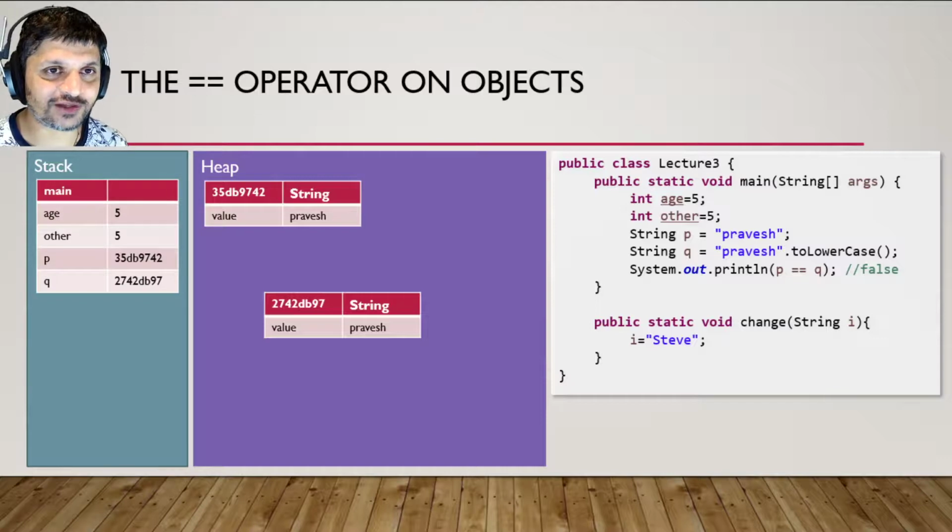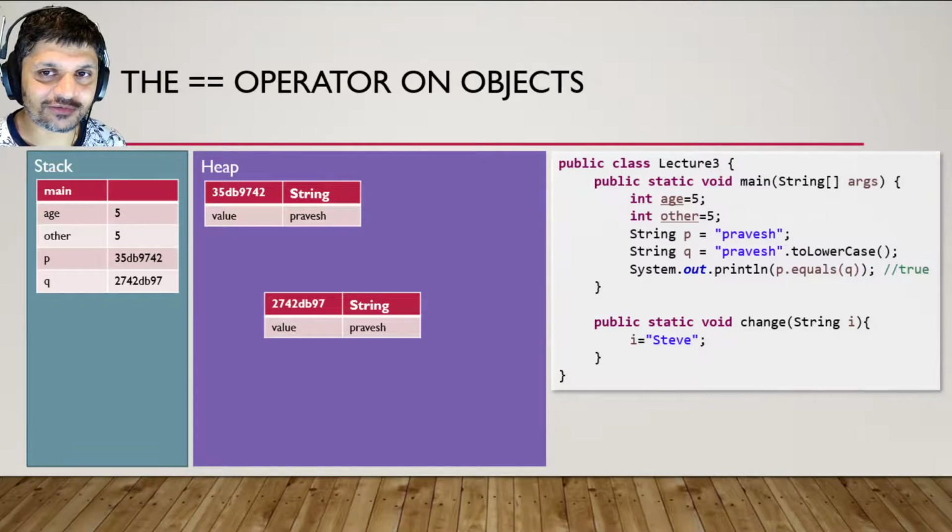Sometimes you want to check if two things are the same object. But most commonly when I use this operator, I want to check if the values are equal, right? So how you do that with objects is you use the dot equals operator. So if you look at this code here, it now says System.out.println p.equals(q).